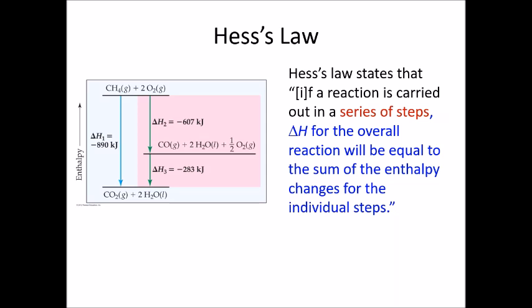So Hess's law is basically that if a reaction is carried out in a series of steps, the overall delta H will be equal to the sum of the enthalpy of the individual steps. So you can use the published data and calculate delta H that way.